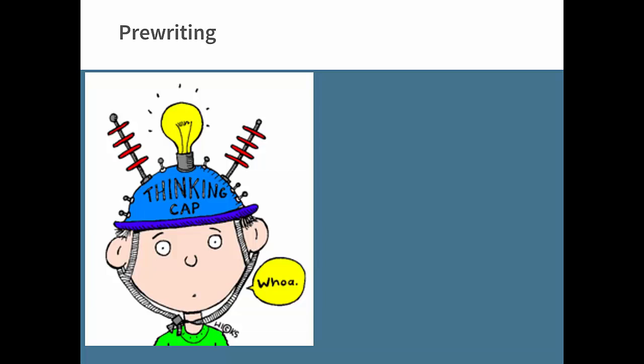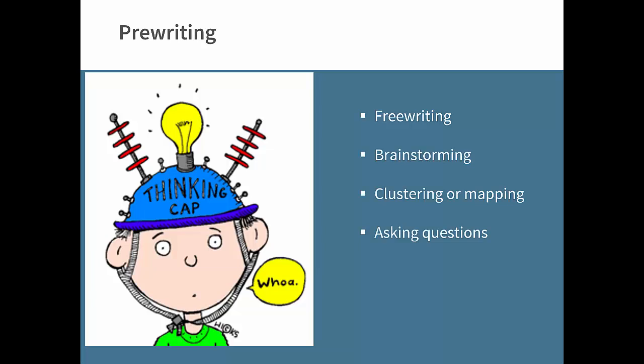During pre-writing, the writer makes the most important decisions about his or her writing, choosing a topic, determining the purpose, identifying the audience, and beginning to develop and organize ideas. There are a variety of pre-writing techniques. Some of the more popular pre-writing techniques include free writing, brainstorming, clustering or mapping, asking questions, making lists, and drawing. Each writer must find the one or ones that work for him or her.